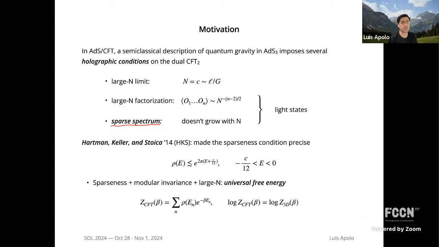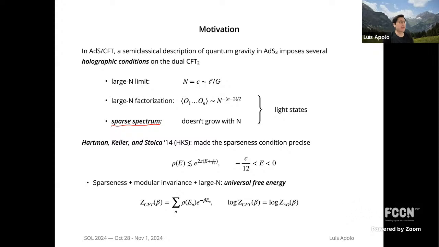So before I jump to weak Jacobi forms, let me mention this work by Hartman, Keller, and Stoica, who made the sparseness condition very precise. By sparseness, they meant that the density of light states in the theory, where the light states are states that lie below the black hole threshold, so here E is less than 0, 0 is the black hole threshold, and minus c over 12 is the energy of the vacuum. They required the density of these states to grow no larger than this Hagedorn type of growth, an exponential that scales linearly with the energy.